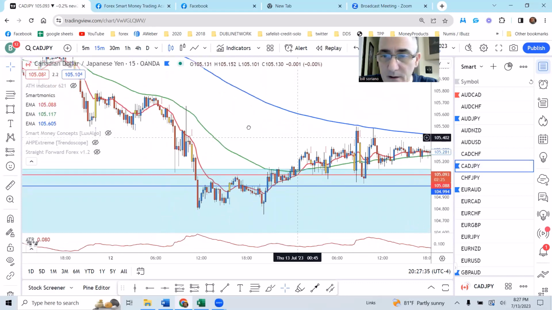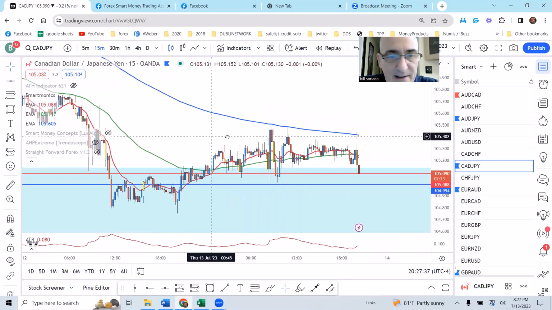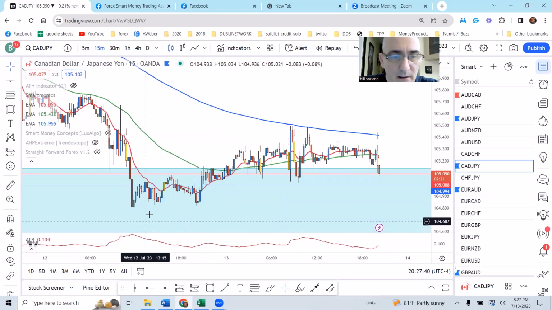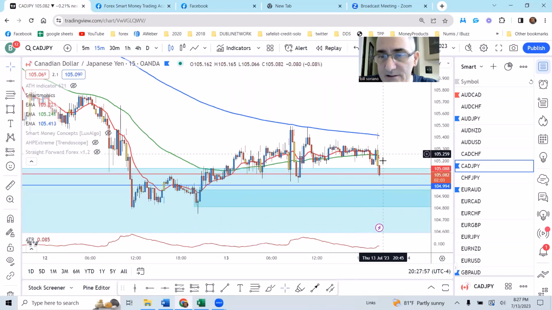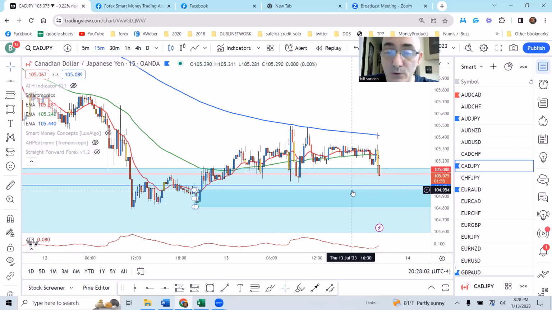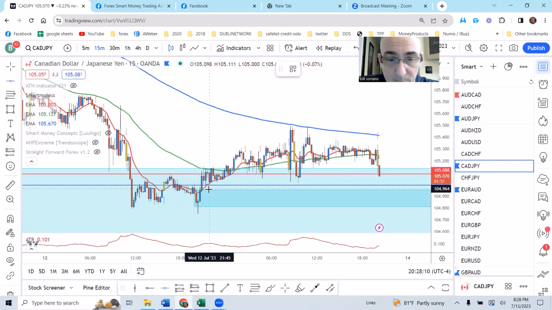CADJPY. Okay, so this is a situation where, again, we hit our point of interest. We got our choke right here, or our change of character, and right now we're just waiting for price to come back to this order block right here. So we can actually set a limit order right now since price is starting to move back down. Once I get off this video, I'll probably set a buy limit right here, at the open of that last down candle before the up move.